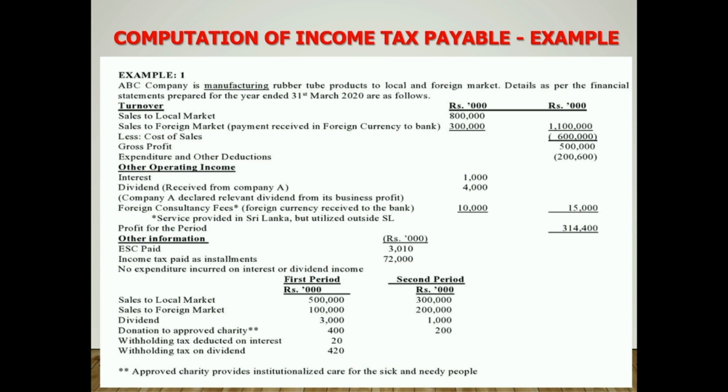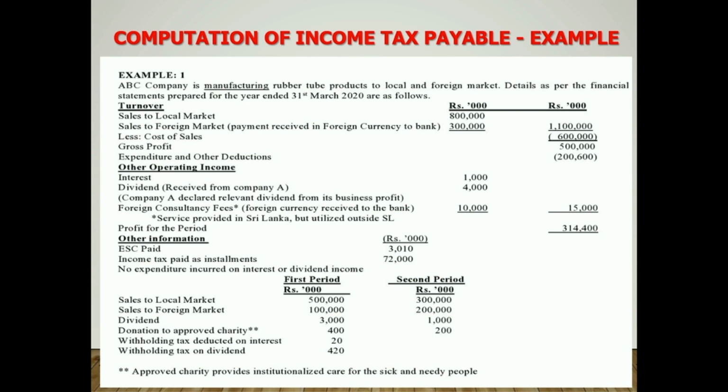Next, I will discuss my example. The first example is like this. This ABC company is manufacturing rubber tube products, and they supply their products to the local and foreign markets. According to the details of the financial statement, during the year they have made sales to the local market and sales to the foreign market as well.